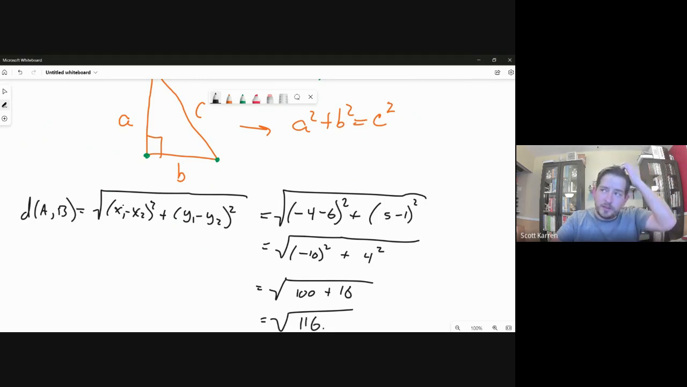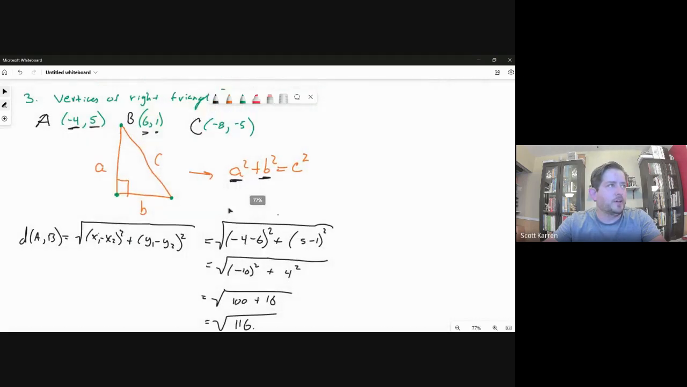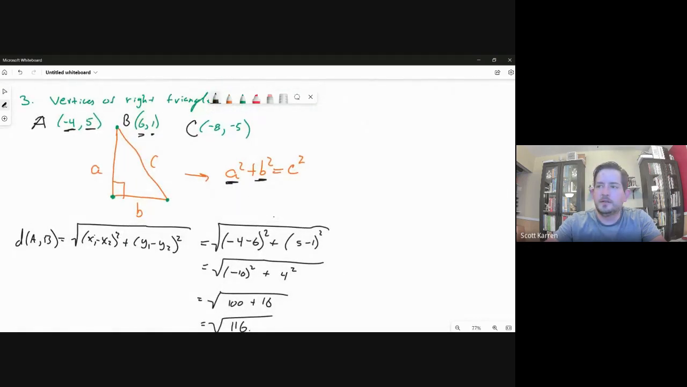And I'm not going to simplify that any further, because when I plug this back in, I'm going to plug it into a squared plus b squared. And so I really only care about, when I square it, I'm going to get 116. But I want to do this for each of the 2 points. So that was A and B. I want to find the distance between A and C, and then also the distance between B and C.